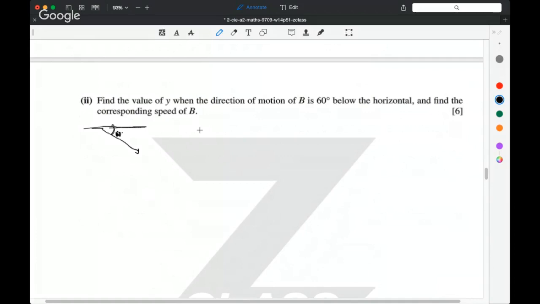So we have that tan theta is equal to minus 0.1x from before. Therefore, if theta is equal to 60 degrees, then x is equal to minus 10 tan of theta. In fact, it's minus 60 degrees, because it's below the x-axis. So this is equal to 10 square root 3. At that moment, this is the value of x.